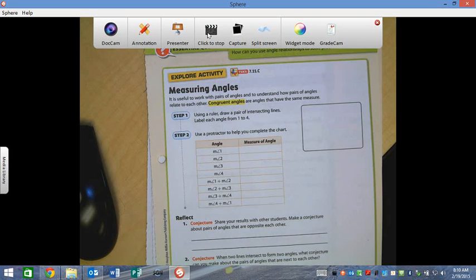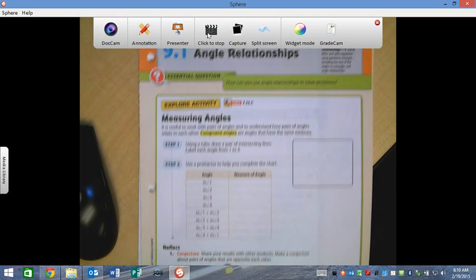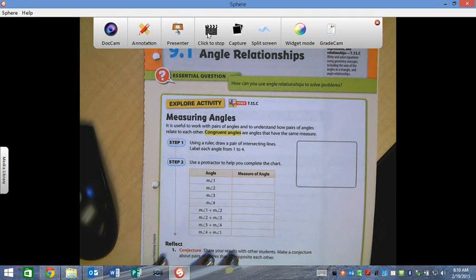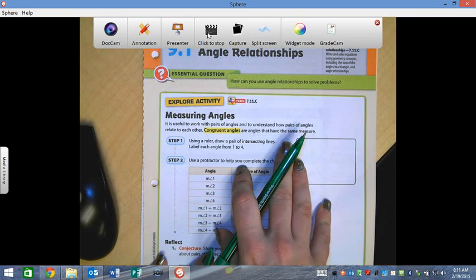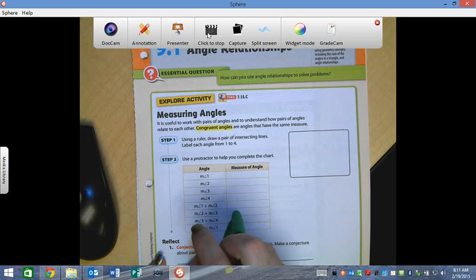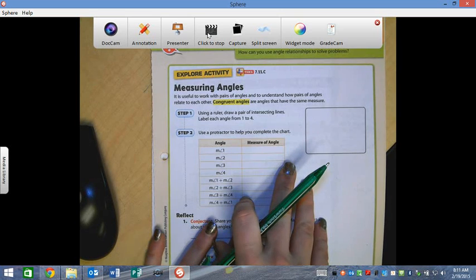Welcome back, everybody. This is going to be your video for lesson 9.1, which covers angle relationships. Due to time in this unit and the amount of time that it would take to do this explore activity, we're not going to do it. We are just going to skip over that and start working on the actual section.